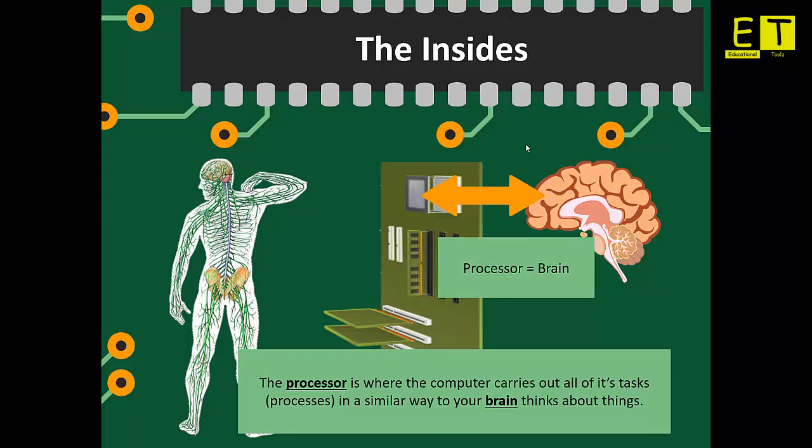And then we have the processor, which is also known as the CPU, which is short for the central processing unit, and that is in your mobile phones, and it is the same as your brain. The processor is where the computer carries out all of its tasks, known as processes, in a similar way to your brain thinks about things.